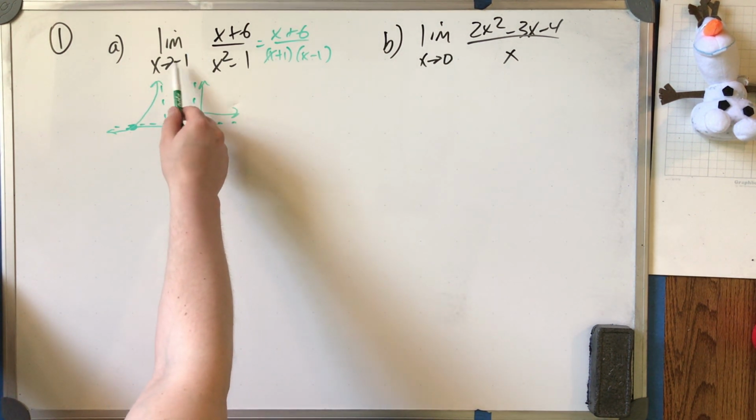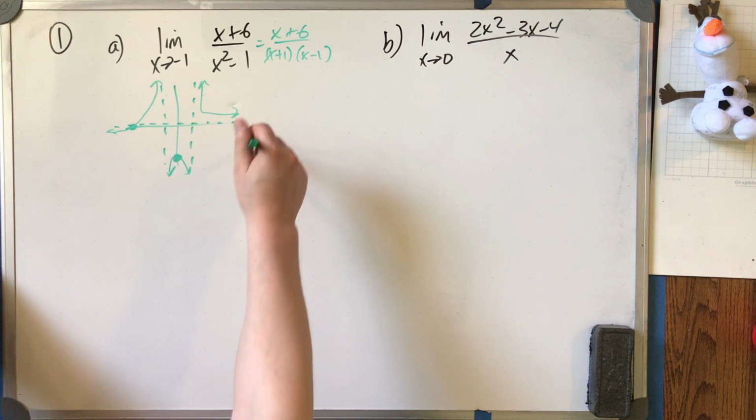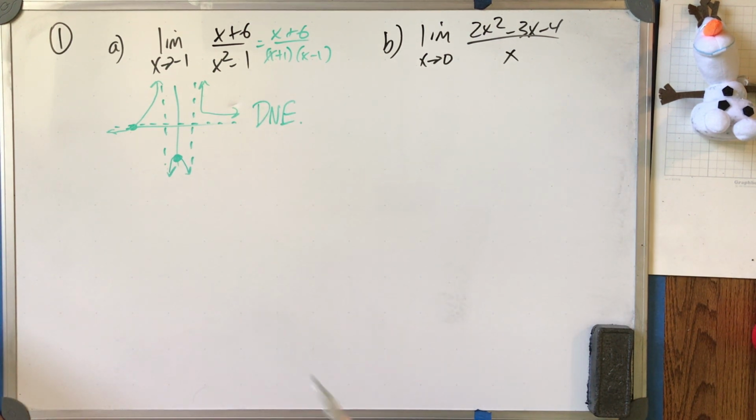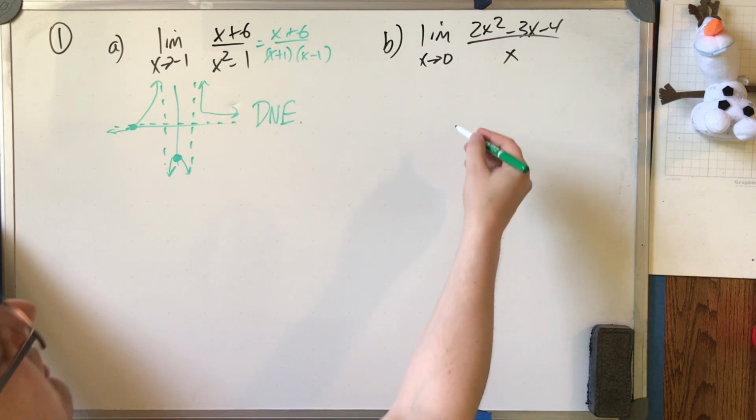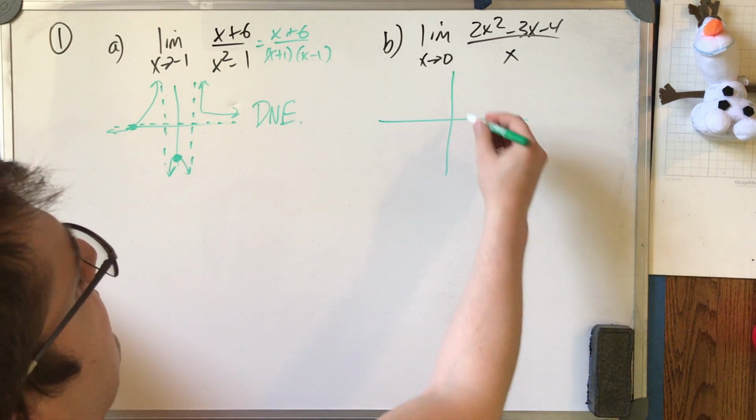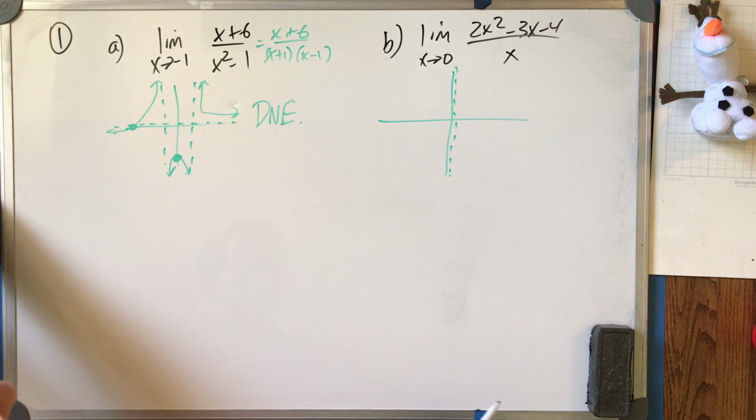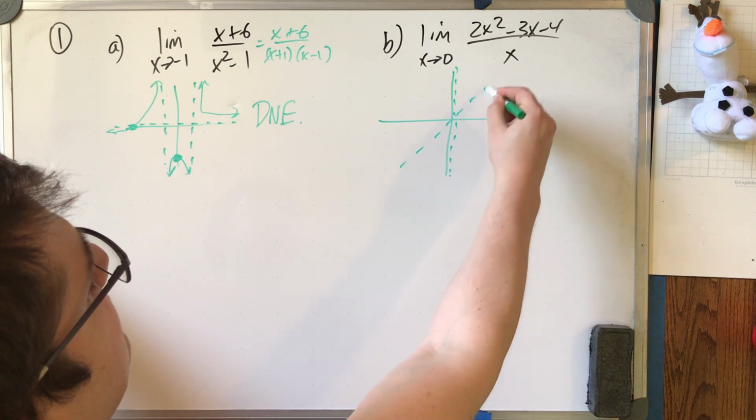So I can now figure out the limit as we're approaching -1 is going up on the left and down on the right, which means that this limit does not exist. For b, same idea. I get a number over 0, so I know that this is going to give me a vertical asymptote. So I have a vertical asymptote at 0, and I have an end behavior asymptote of approximately 2x, so I'm just going to guess it.